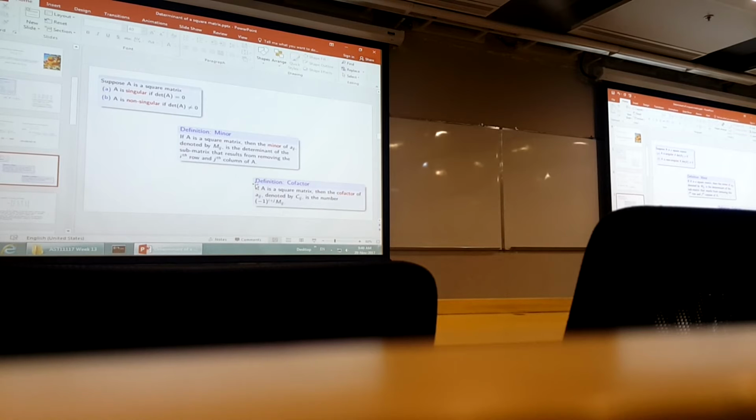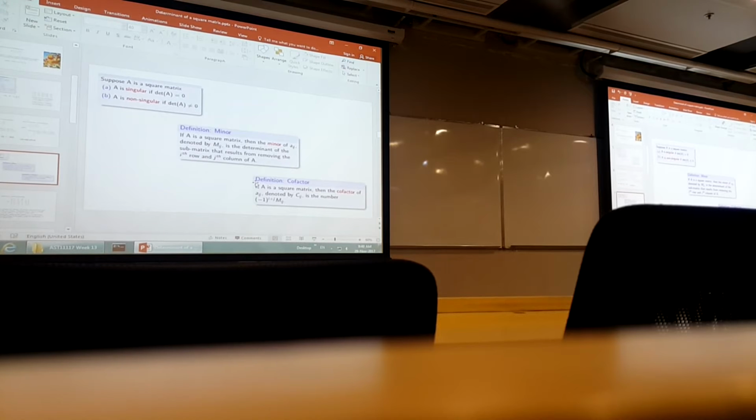Now, with that background, there are some more that we can do. First, these two are definitions of two names. When a square matrix A's determinant is calculated to be 0, then this matrix is called singular. When the determinant value is non-zero, it is called non-singular. It's just a word describing some characteristic of a square matrix.